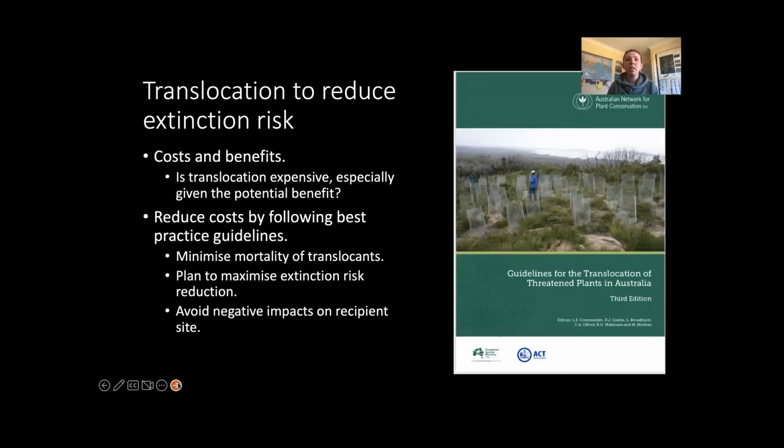So is translocation expensive given the potential benefit? Well, you've got to assess that on a species by species basis. And it is possible to reduce the costs by following best practice guidelines and learning from others. So following best practice guidelines, you can, for example, minimize the mortality of the translocated plants, and you can plan to maximize your extinction risk reduction by putting your recipient sites in areas where the threats aren't operating or at least reduced, and you can manage to avoid negative impacts on the recipient site.